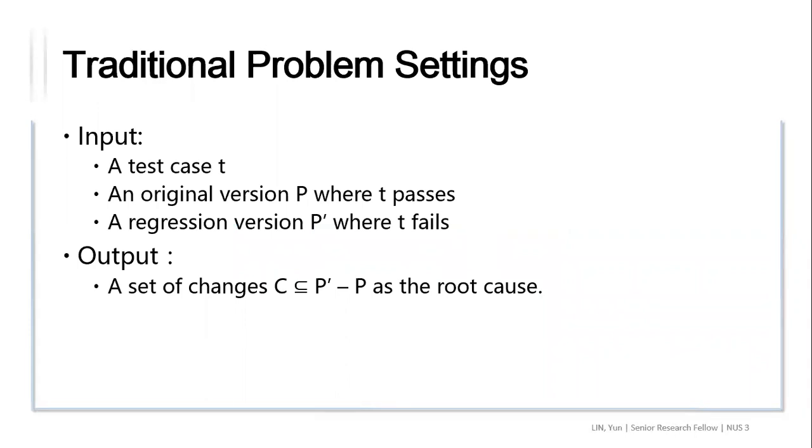Here is the traditional problem setting for locating regression bugs. We have a test case T, an original program version P, where T can pass, and a regression program version P prime, where T can fail. We're going to find a set of changes from the total changes from P to P prime, which can serve as the root cause of the regression bug.